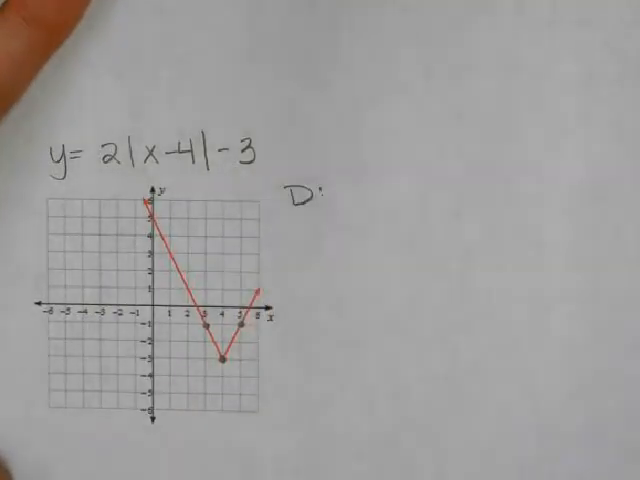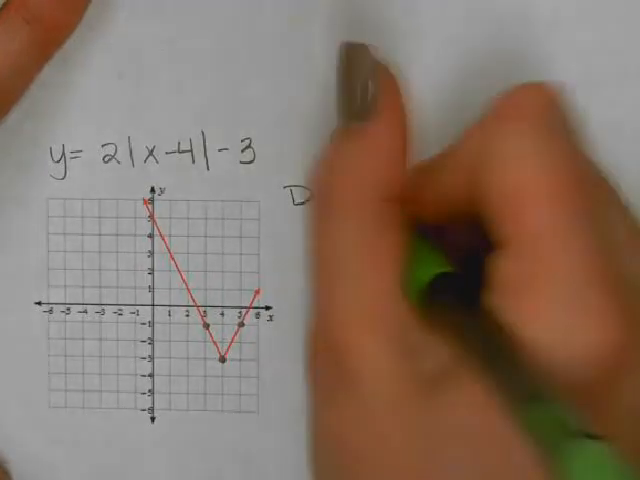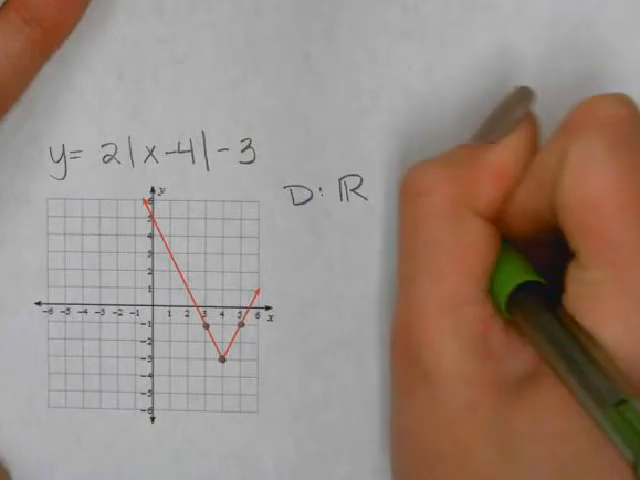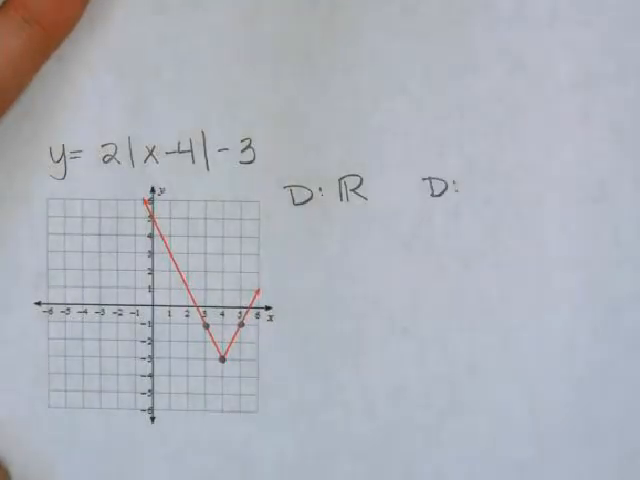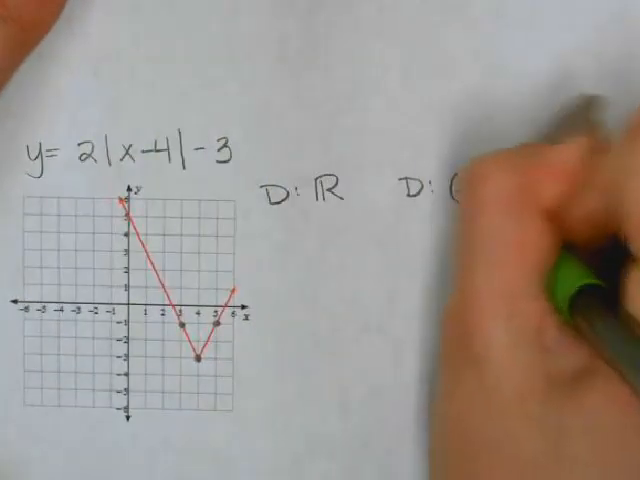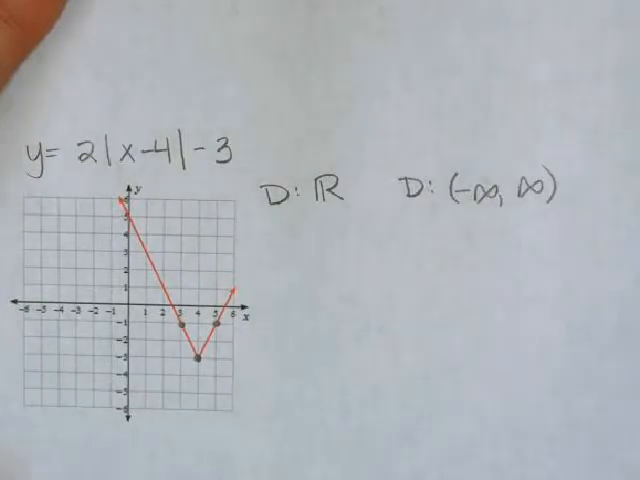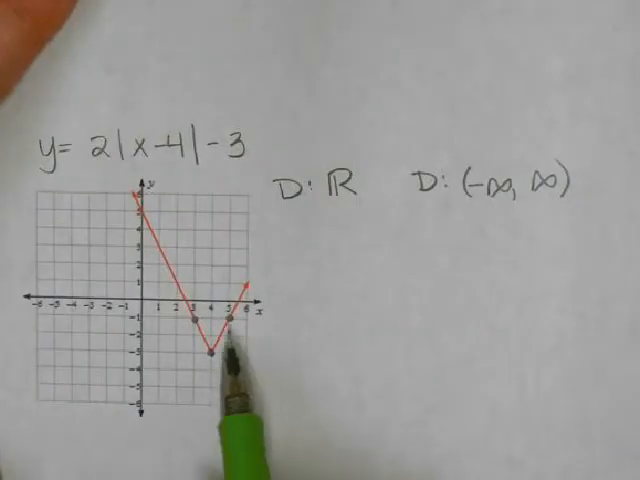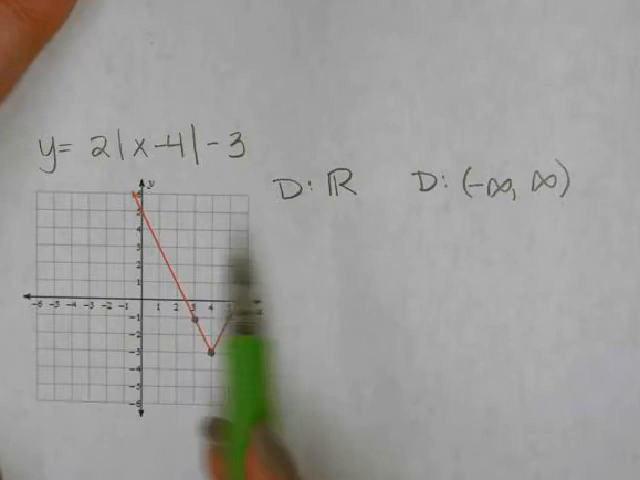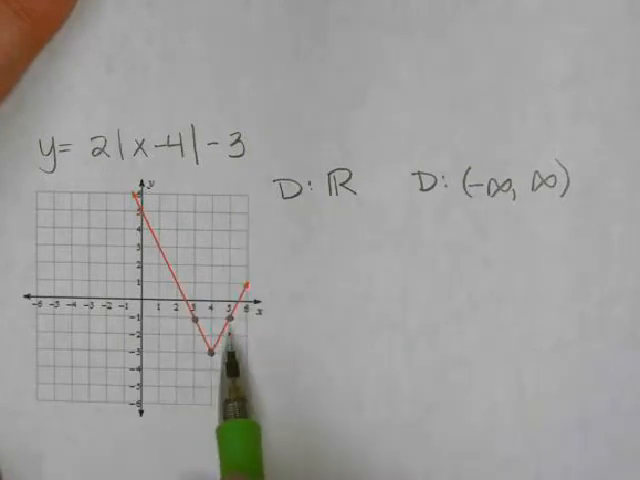So the domain for this one, again, there's no limit to the x values that I can plug in. So I'm going to say the domain is all real numbers. Or the other notation would be to say from negative infinity to positive infinity. And then if I look at the range, I'm not going to look at the equation because it's hard to see. So I'm going to look at the picture. I'm going to look at the graph.